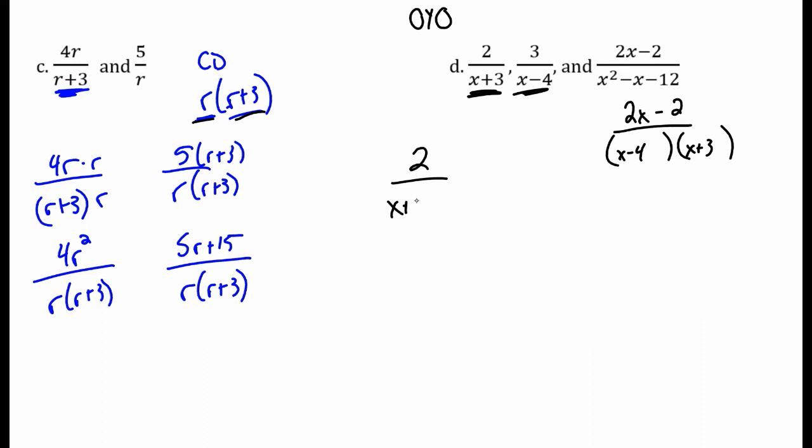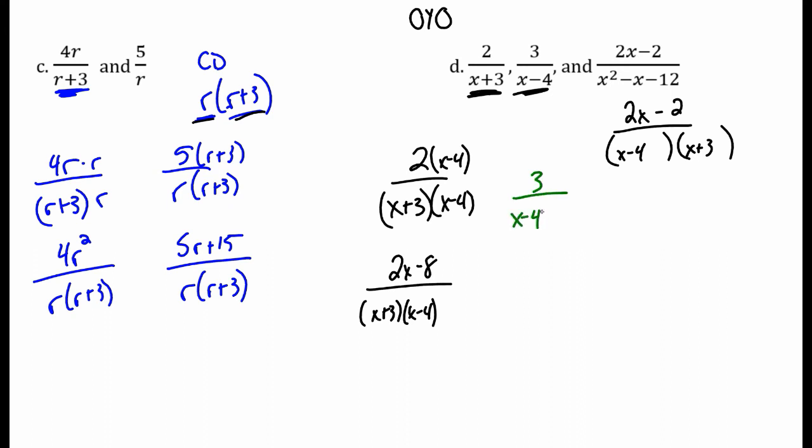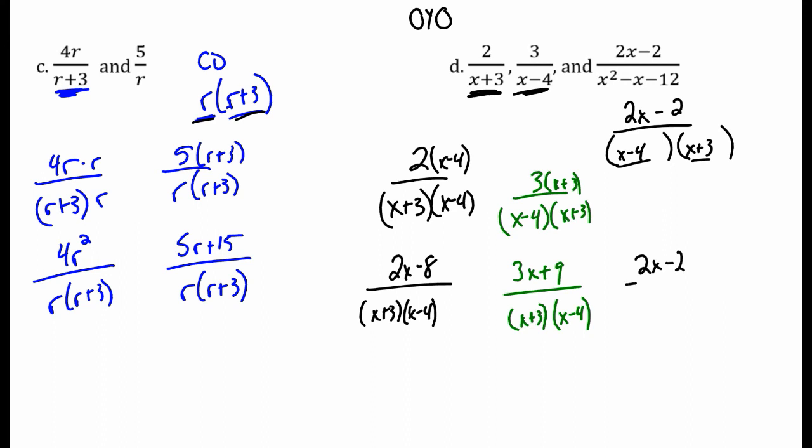So that first expression has the x plus 3, but is missing the x minus 4, so let's stick that on the top and bottom. So we get 2x minus 8 over x plus 3 times x minus 4. This second expression here, let me switch colors, has the x minus 4. I need the factor of x plus 3. Yeah, I know it's not in the same order, but the commutative property takes care of that for us. 3x plus 9 over, I'll switch them for you so you stop panicking. That, and this last expression already has both factors, so it's good to go. 2x minus 2 over x plus 3 times x minus 4.